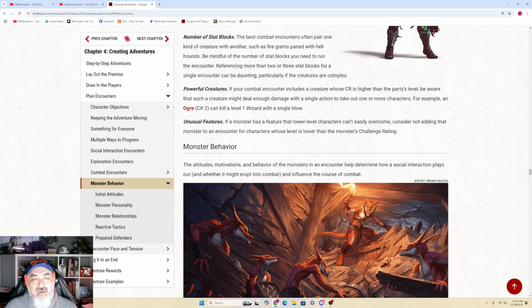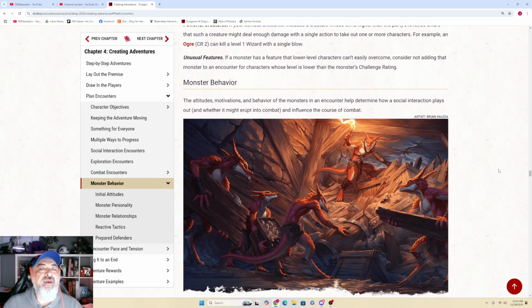Powerful creatures. If your combat encounter includes a creature whose CR is higher than the party's level, be aware that such a creature might deal enough damage with a single action to take out one or more characters. For example, an ogre, CR 2, can kill a level 1 wizard with a single blow. 2d8 plus 3 is potentially 19 damage. A level 1 wizard is going to be lucky if they have 10 hit points if they stack their Con.